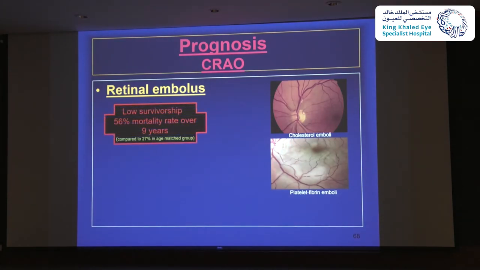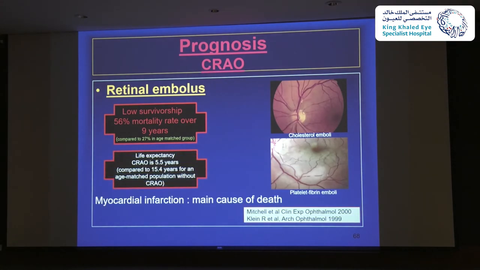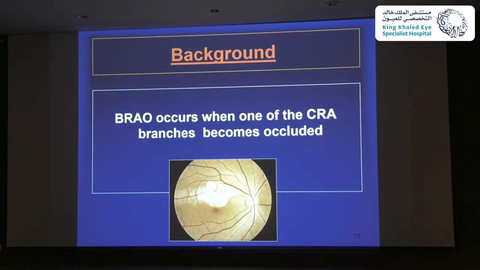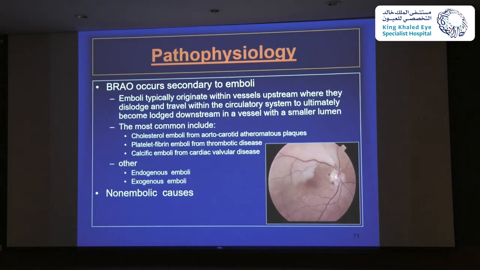Retinal emboli, I think I already mentioned that, so I don't want to go on about it. See that myocardial infarction is the main cause of death in patients with central retinal artery occlusions, especially. Branch retinal artery occlusions are almost the same as central retinal, and the only difference is that instead of all of the retinal tissue being affected, usually we have sector areas that are affected, but it is actually the same principle as in the central retinal artery.